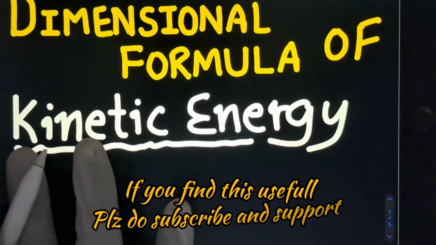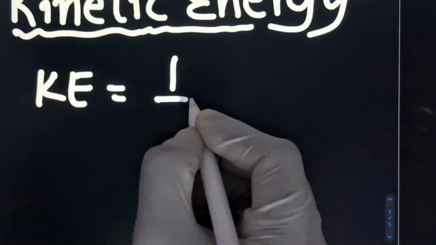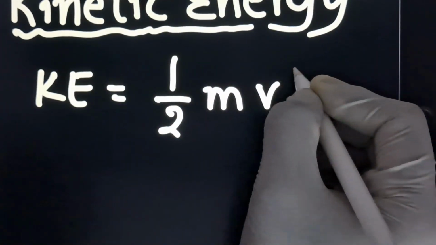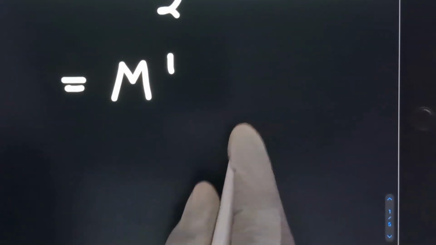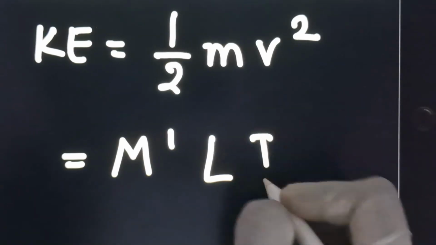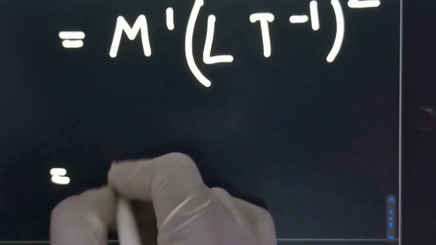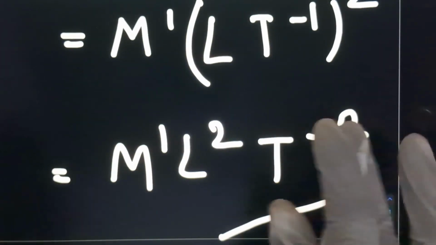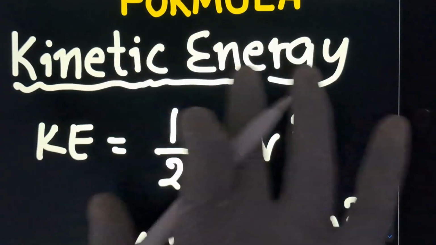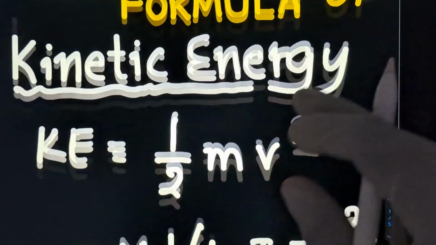To find the dimensional formula of kinetic energy, here we see that the kinetic energy formula is half mv square. Here m is equal to the mass and v represents the velocity. So let's see here, M power 1 mass and velocity L T power minus 1 and whole square. So we get M power 1 L power 2 T power minus 2 as the answer. So the kinetic energy dimensional formula is M power 1 L power 2 T power minus 2.